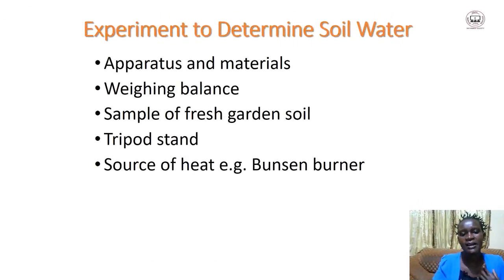Let's now do the experiment to determine the soil water. So we'll still need materials. Some of the materials which will be required here are a weighing balance, a sample of fresh garden soil or wet soil, a tripod stand, as well as a source of heat, for example, a basin burner.